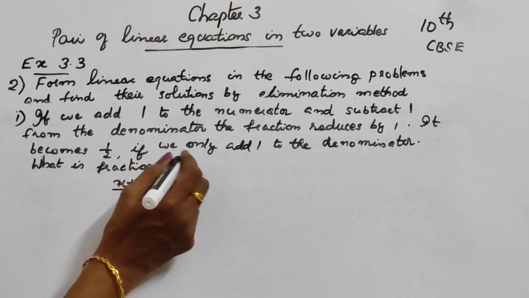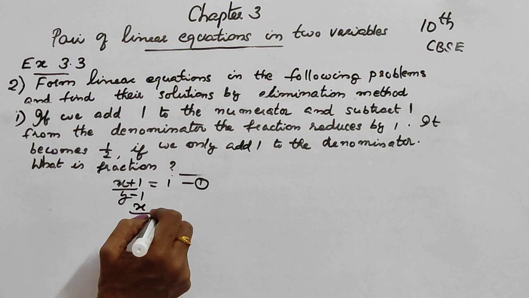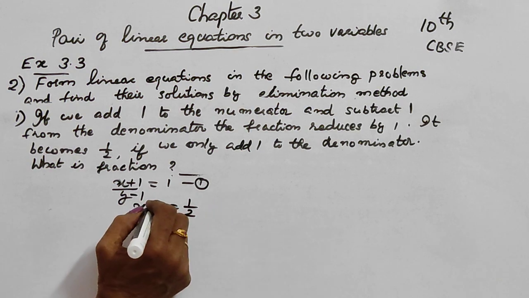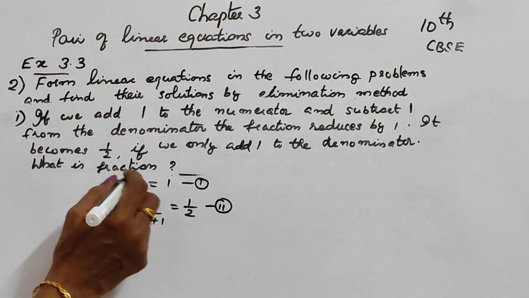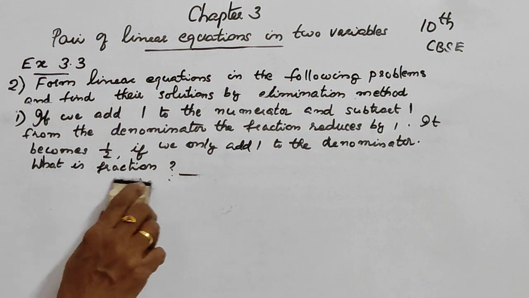It becomes half if you only add 1 to the denominator. The fraction is x by y. Add 1 to the denominator, and the fraction becomes half. No need to add any number to the numerator. This is the second equation. If we simplify these two equations, we get the values of x and y. That way we can write the fraction. So let us start.